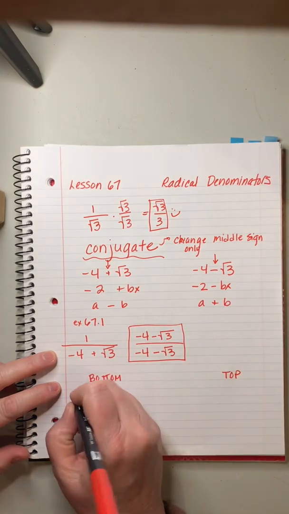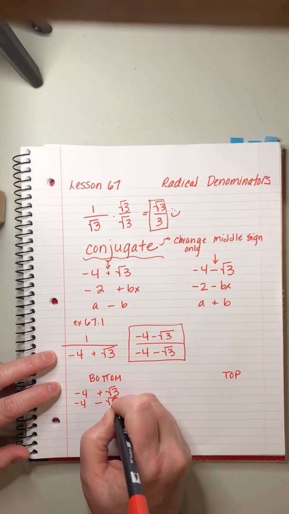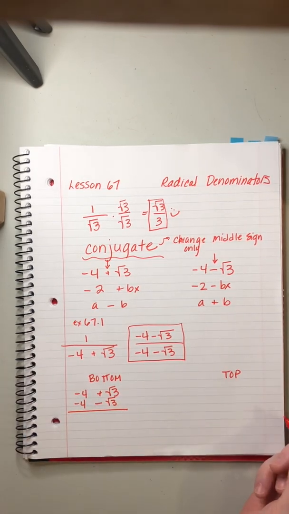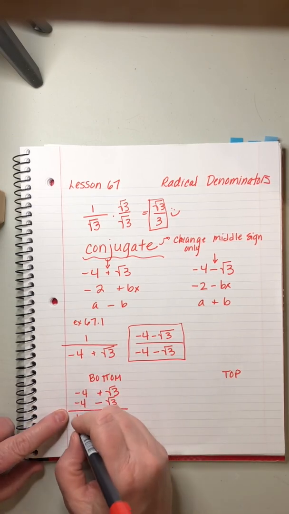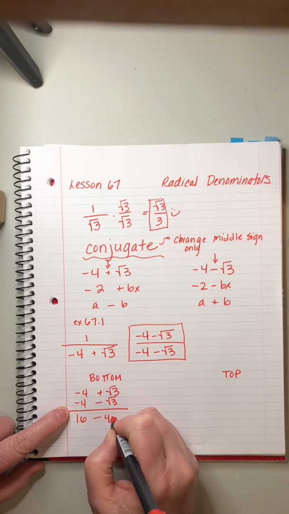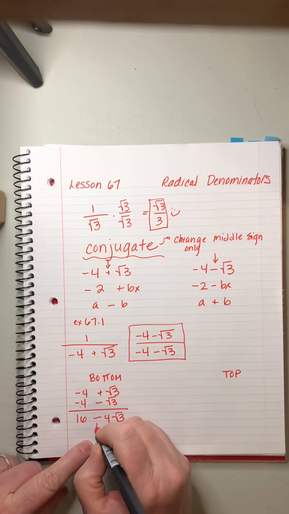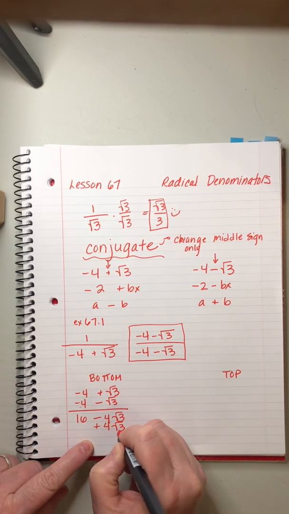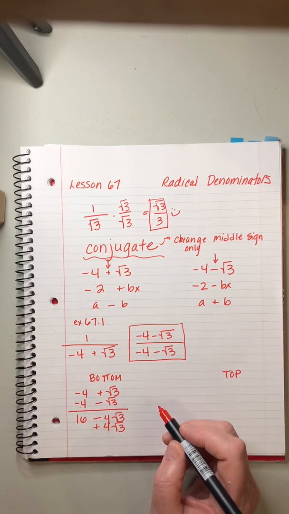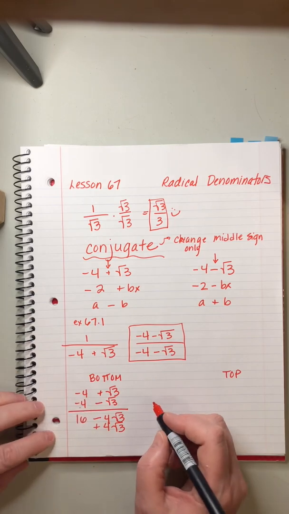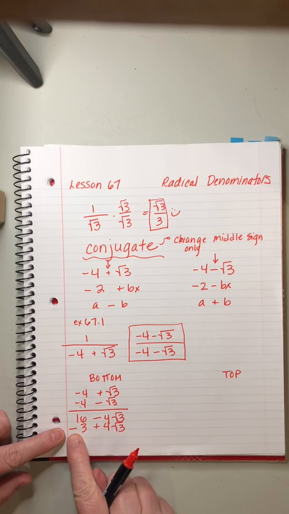All right, so we're going to multiply minus 4 plus the square root of 3 times minus 4 minus the square root of 3. And we're going to see what happens when you multiply a number by its conjugate. This is the dance, right? This is 16 minus 4 square root of 3. Now it's your turn. Plus 4 square root of 3. And then this becomes square root of 3 times square root of 3 is 3. And then that makes it a minus. So I'm going to put a minus 3 right there. I simplified it in my head and I wrote the answer right there.